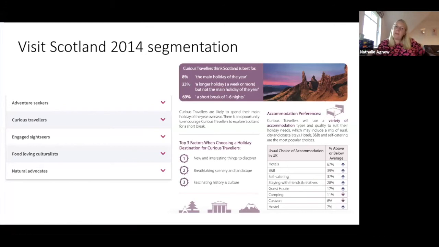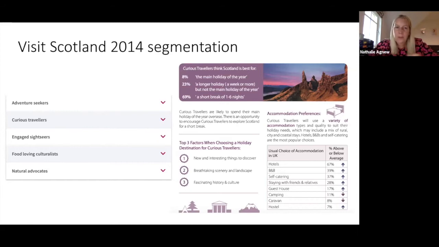Taking this a step further, so this was from 2014, but it's still really relevant, is Visit Scotland's customer segmentation of people who visit Scotland from the UK. So down the left-hand side, you'll see that they came up with 5 different types of people that are key targets to visit Scotland. So you've got the adventure seekers, curious travellers, engaged sightseers, food-loving culturalists, and natural advocates.